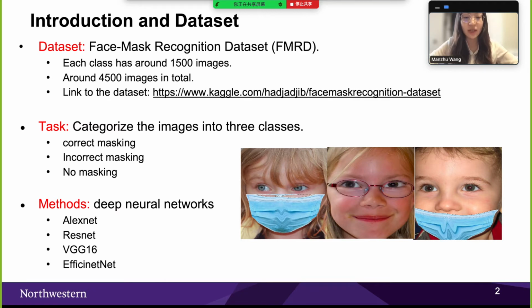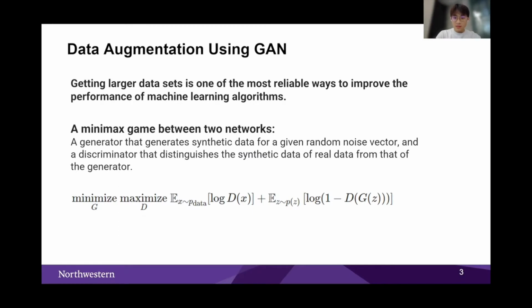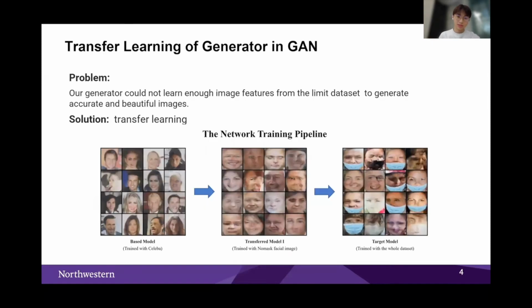Then let's turn to Jiaqi's part to talk about GAN. Getting a large dataset is one of the most reliable ways to improve the performance of machine learning algorithms. In some cases, adding generated or synthesized data can also improve performance. The generative adversarial network can generate synthetic data from a given random noise vector. So, to further improve the performance of our model, we will use the generative adversarial network to generate people masking images.